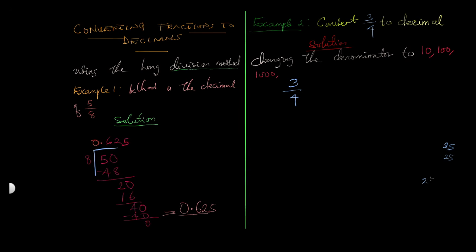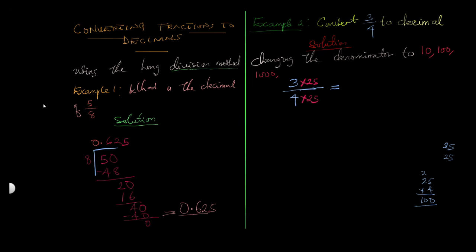If you multiply 25 by 4, 4 times 5 is 20, 0 carry 2. 4 times 2 is 8, plus 2 is 10, making it 100. So it's going to be 25. Since it is 25, we are going to multiply the denominator with that 25, and we're also going to multiply the numerator with that 25. What we do to the denominator, we do to the numerator, and we are going to have a new fraction that is the same.